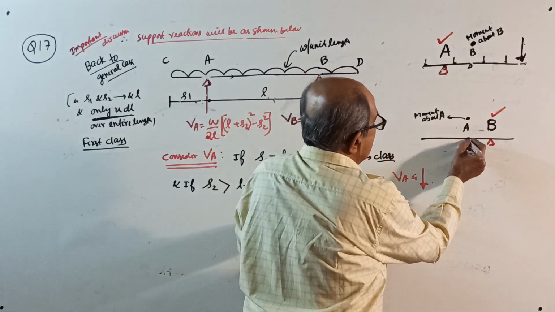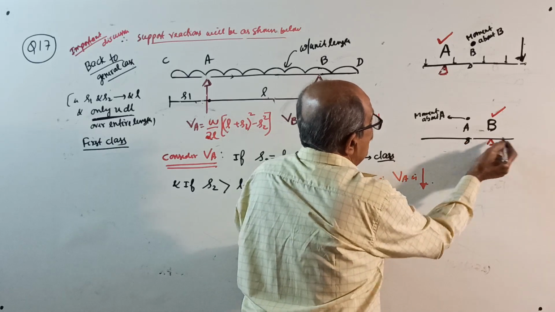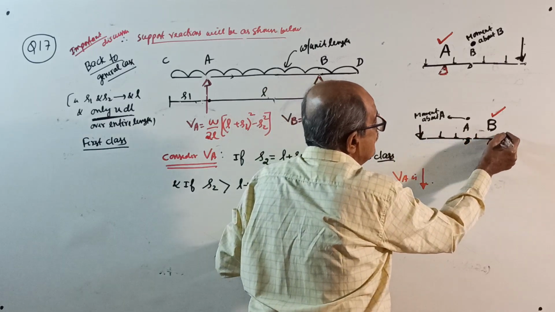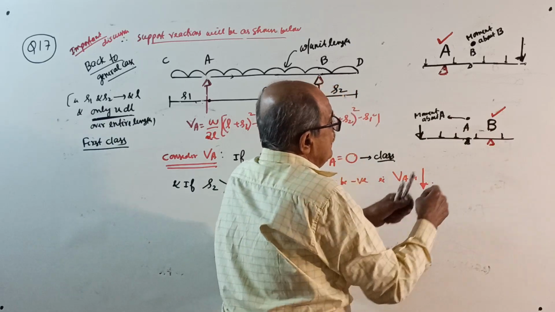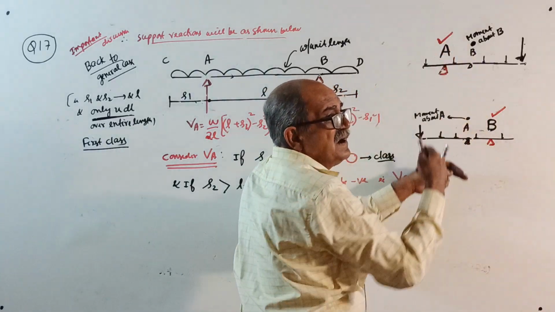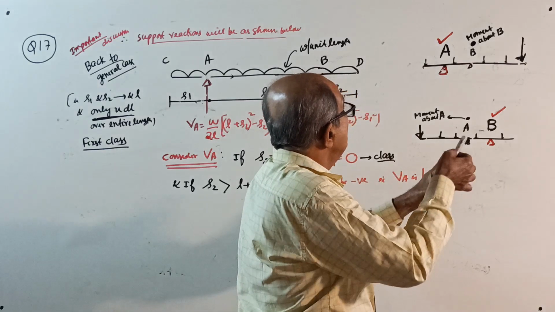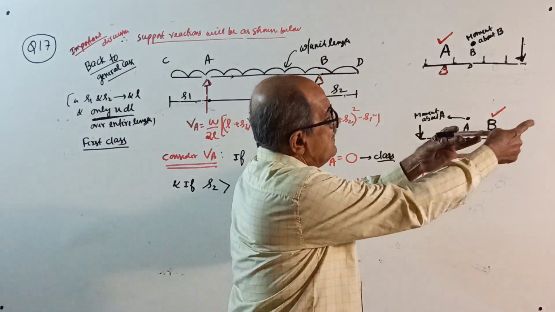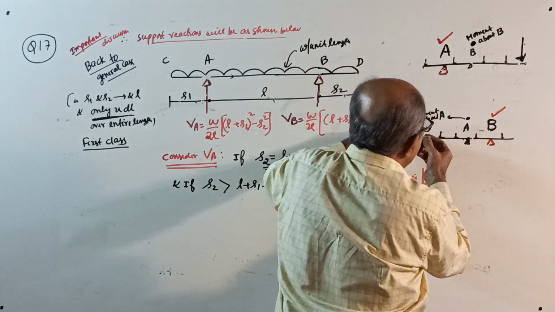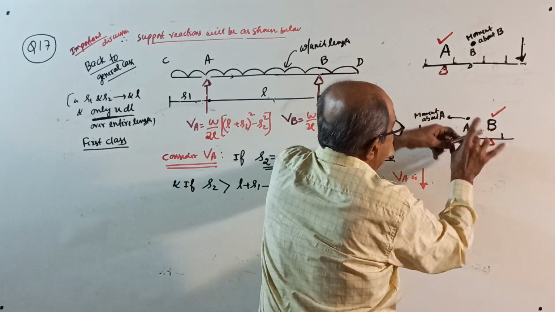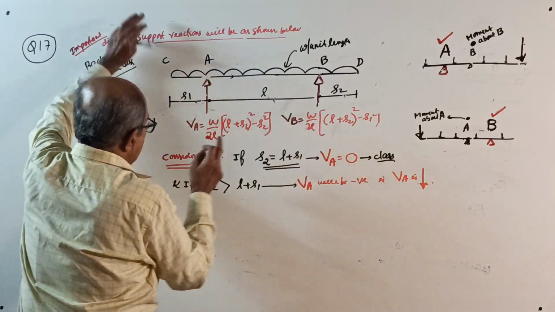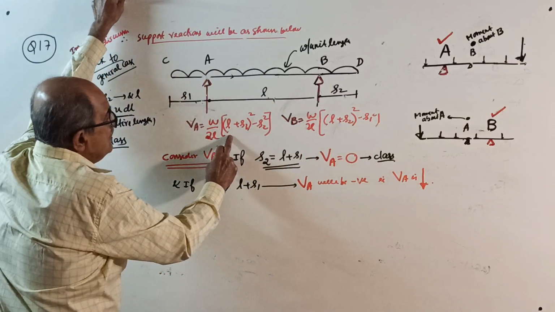Same way, see here. If you have a heavy overhang on this side, and a heavy load applied here, with other loads there, any loads, then that support gets lifted. Or if there is a heavy overhang on that side, this support gets lifted. Heavy overhang this side, this support gets lifted. So, see here now, we got the equation. Consider only VA now. This is the equation for VA.